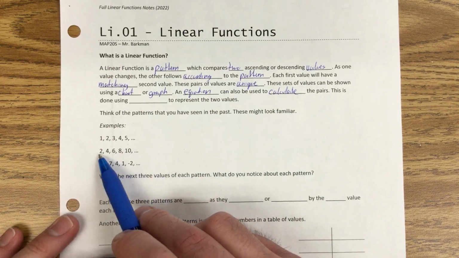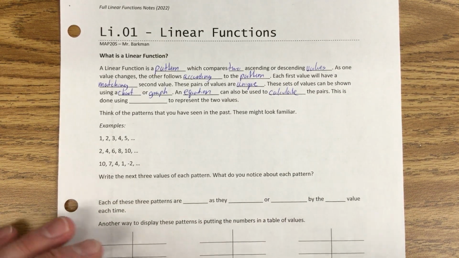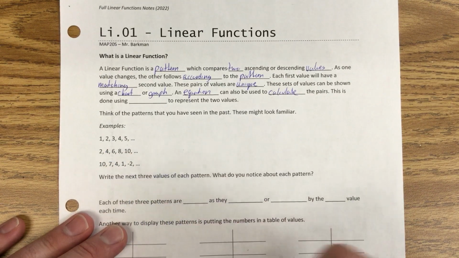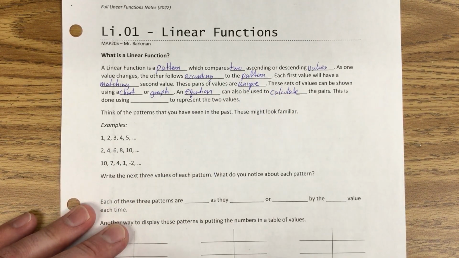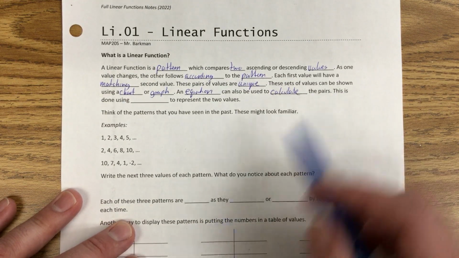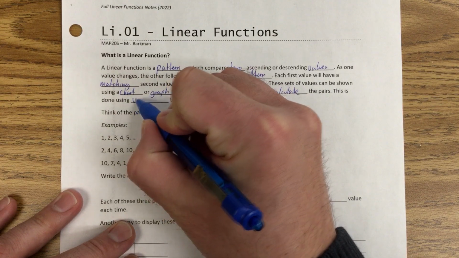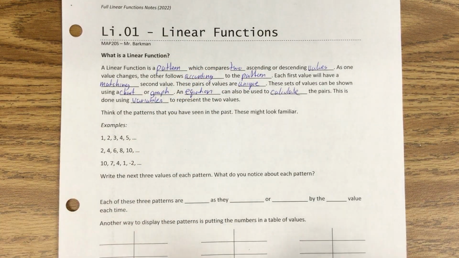This one's a little more difficult: 2, 4, 6, 8, 10. Again, not overly, but a little more difficult. Okay, what is the 10th value? Well, that would be 20 because we're going up by 2s. Okay, it's something that we can use, and we can use an equation to calculate that. As we're going to go through, this is done using variables to represent the two values.